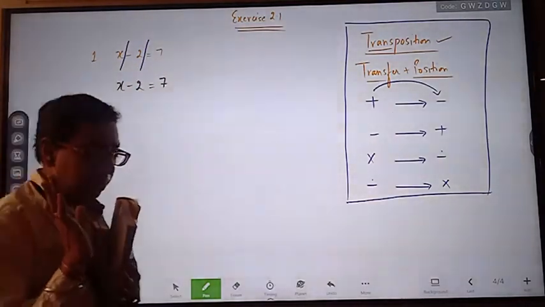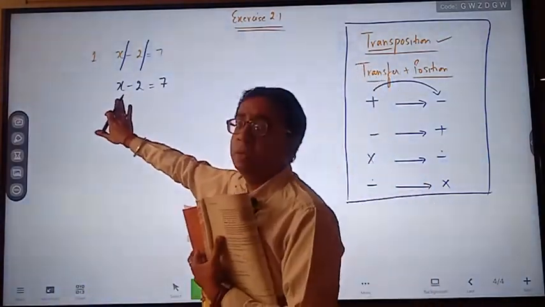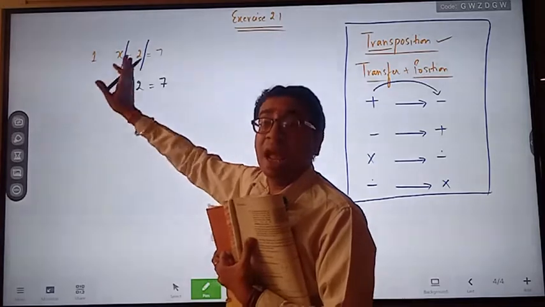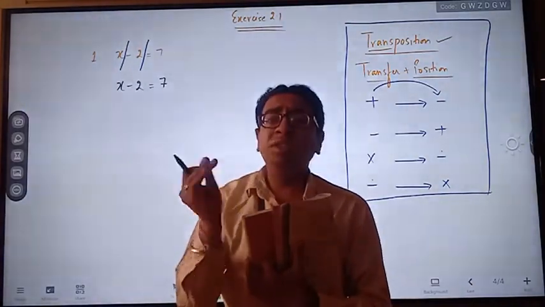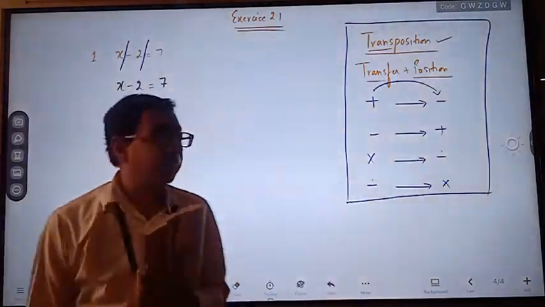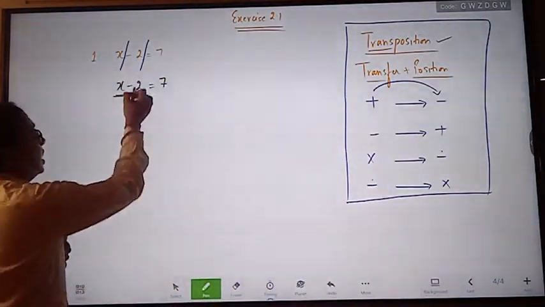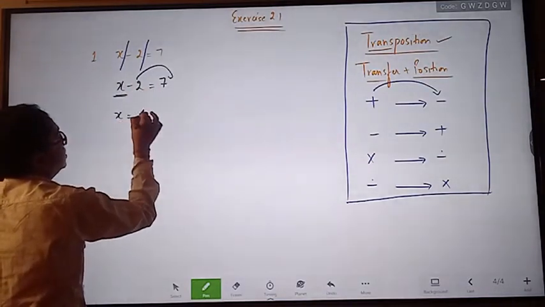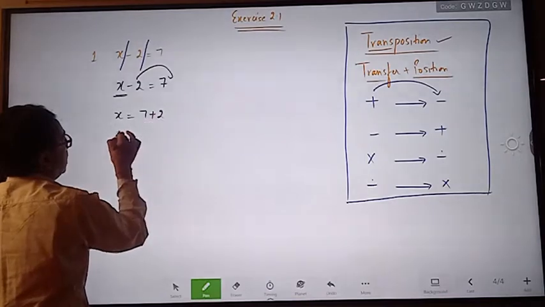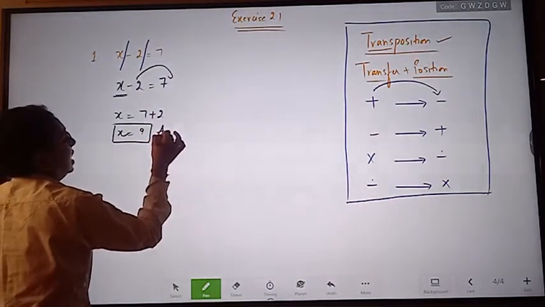I'll tell you the simple thing. Keep the variable to one side. Better keep the variable to LHS and take all the other contents, meaning constants and other terms, to the right hand side. So the variable is already on LHS, so my thing is done. I have to take this term there, here minus, there plus, therefore 7 plus 2 is 9, therefore x is equal to 9 is the answer.